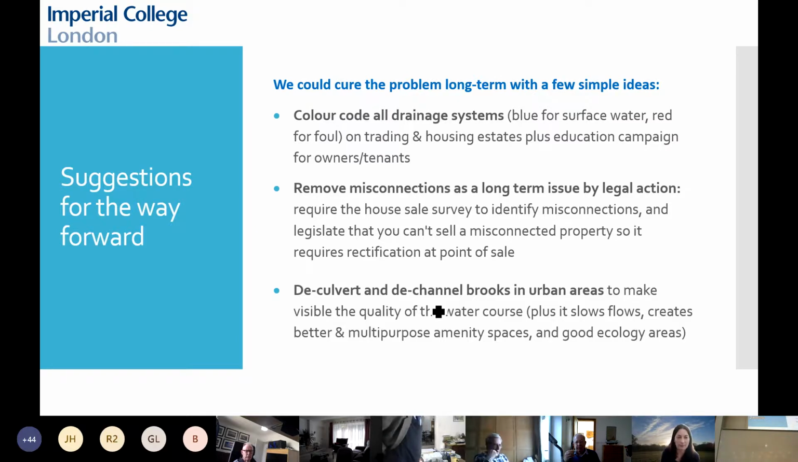So colour code all the drainage systems, blue for surface water and red for foul, so people would know what they were attaching their systems to, and they wouldn't accidentally attach it to the wrong one.